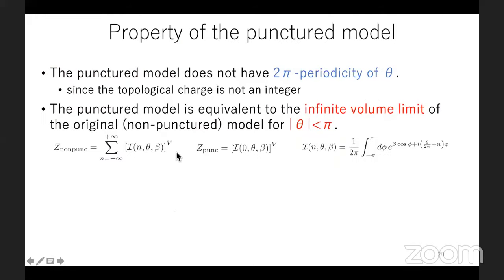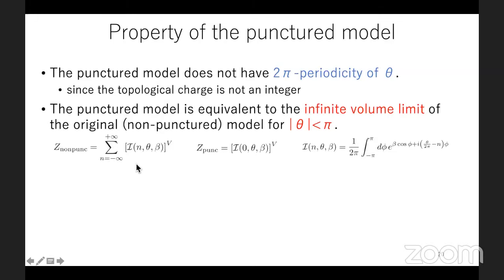So let me explain the properties of the punctured model. The topological charge is not an integer now, so the 2 pi periodicity of theta disappears. This is a very important point. But the punctured model is equivalent to the infinite volume limit of the original model in this parameter region of theta. It can be proved analytically.